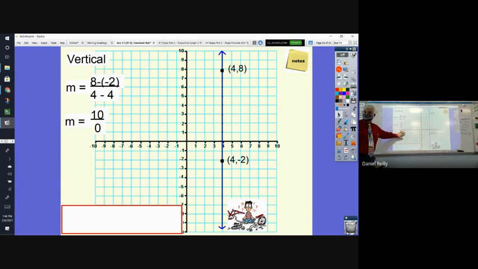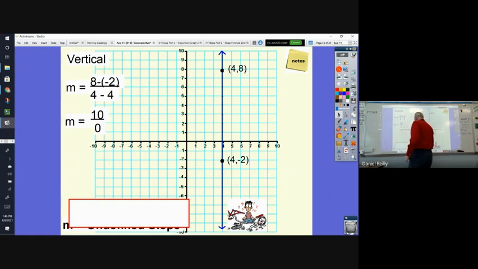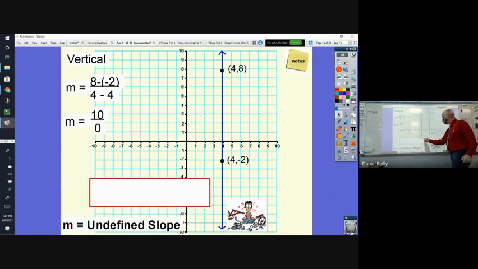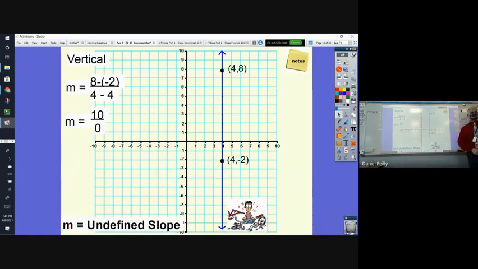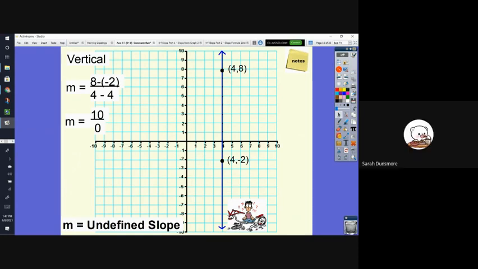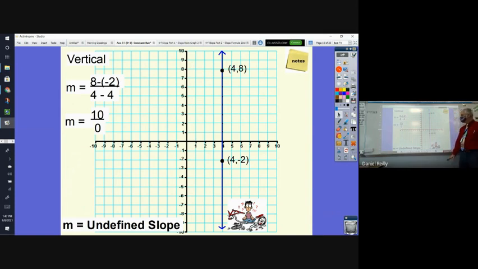It'll give you a division by 0 error, or something like that. Undefined. So that's the answer? Undefined. The answer is undefined. How is that not 10 though? Isn't it anything divided by 0? No. 0 divided by anything is 0. But you can't divide by 0. You cannot divide something by 0.